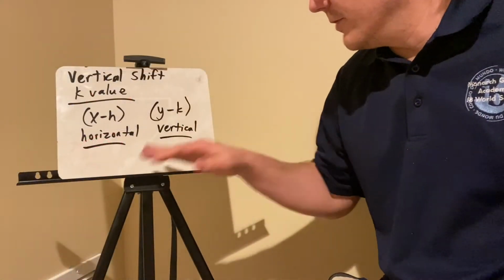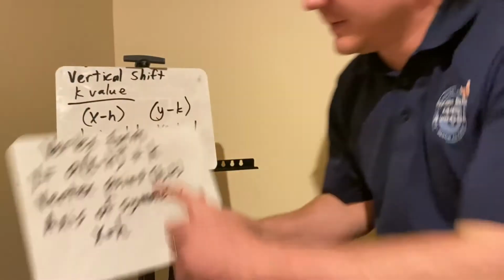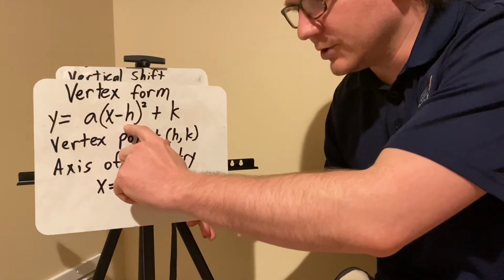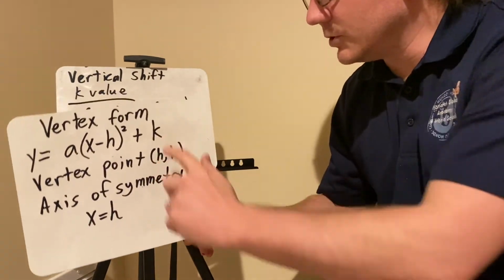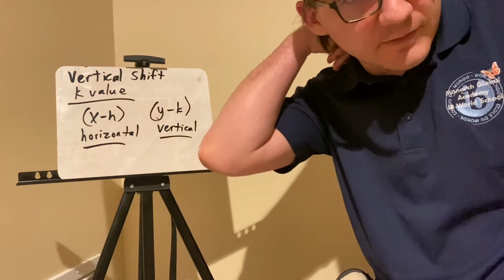So now we look at a vertical shift. That's the k value. We've talked about this h value giving us horizontal shifts. The k value is going to vertical shift us up and down. But when you look at it in vertex form, it's not kind of how you would think of it.